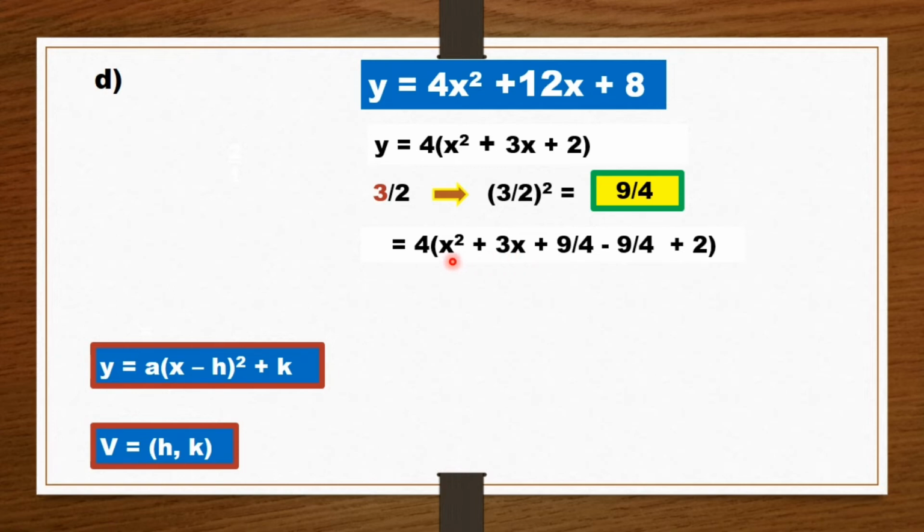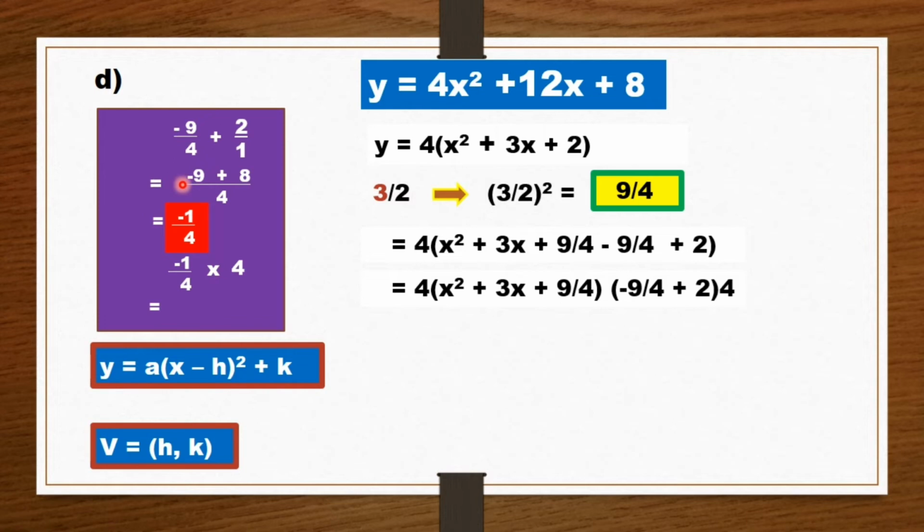And then take the first three terms to make a perfect square trinomial and combine the last two terms. And don't forget to multiply it by 4, since these two terms are included in this equation. So the computation of this is this.